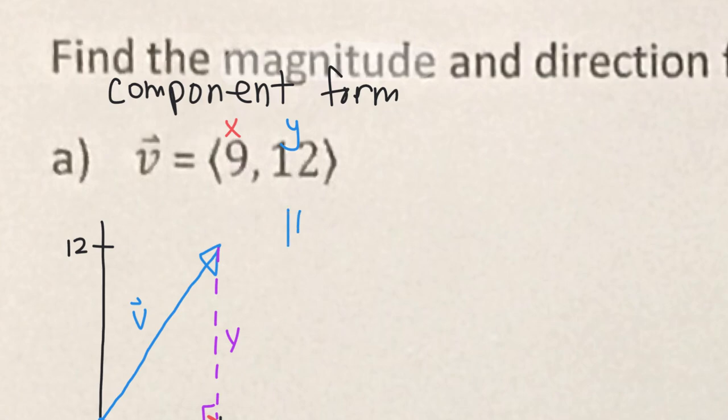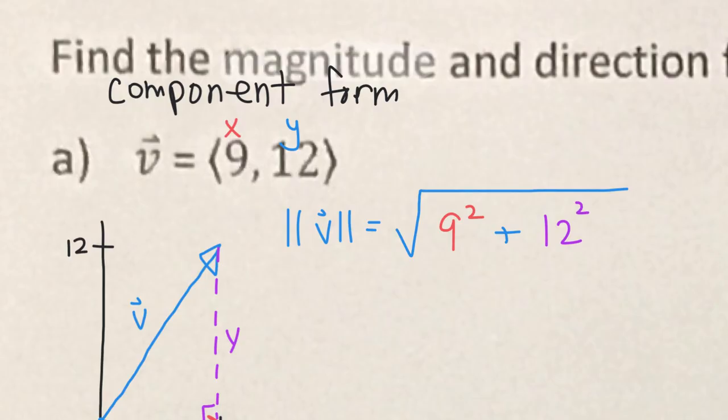So the form says you take the magnitude of v, and these double bars on both sides are the symbolic representation for magnitude. So if you see the letter inside of these double bars, that is telling you to find the magnitude of that vector. And it's done by using the Pythagorean theorem, which says 9 squared plus 12 squared. Right? Your x component squared plus your y component squared.